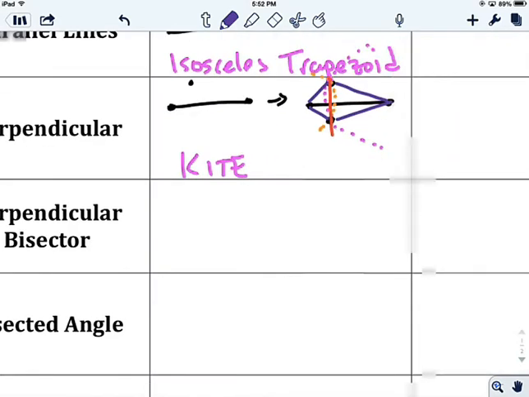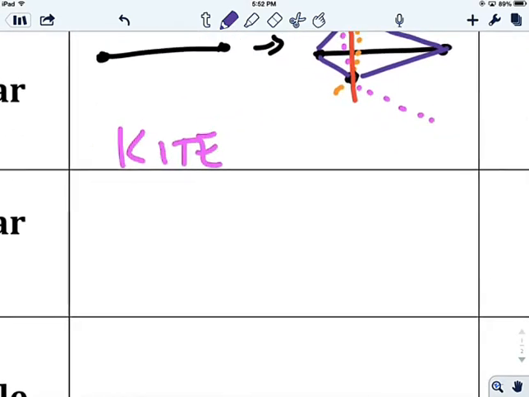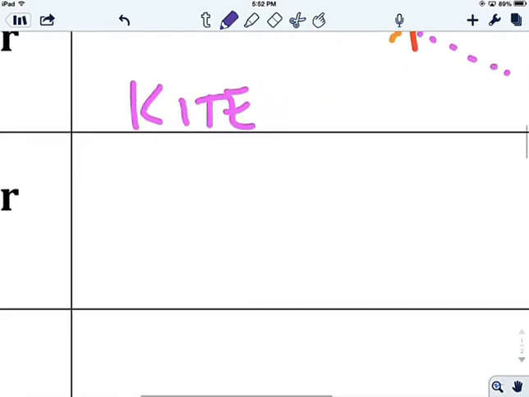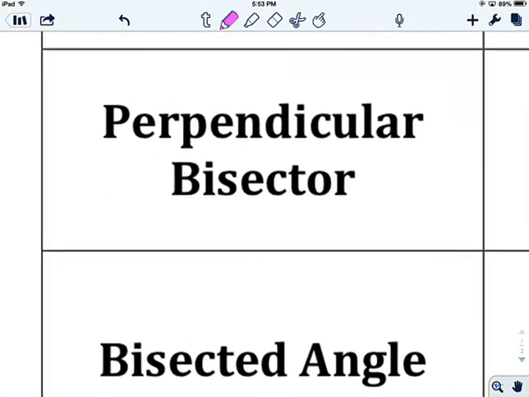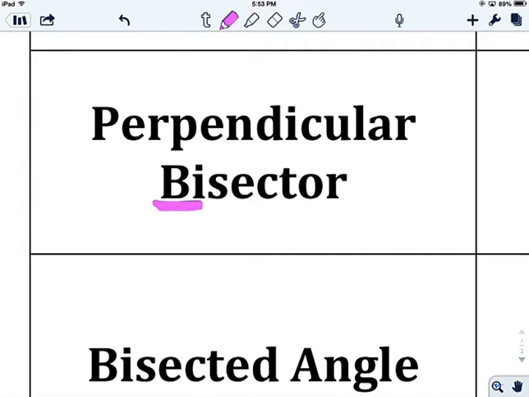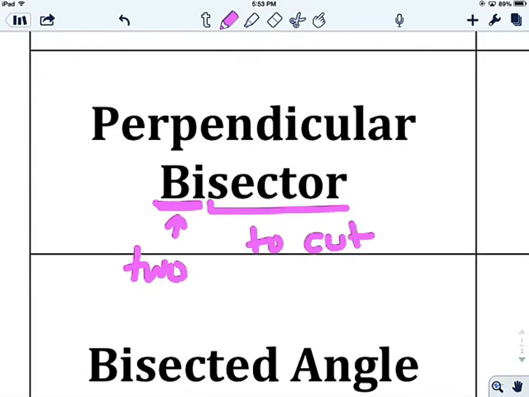Perpendicular bisector. Now, if you're 4B, we didn't quite get to this one, so this is going to be kind of new to us. But I can go ahead and tell you that if you're interested in a perpendicular bisector, do keep in mind the term bisector means to cut into two pieces. So if I have a line segment and I want to bisect it, what I mean is cut it in half, so those two sides are the same length.